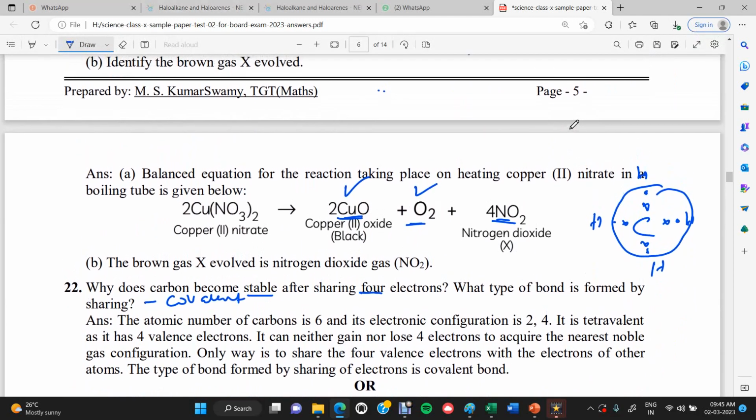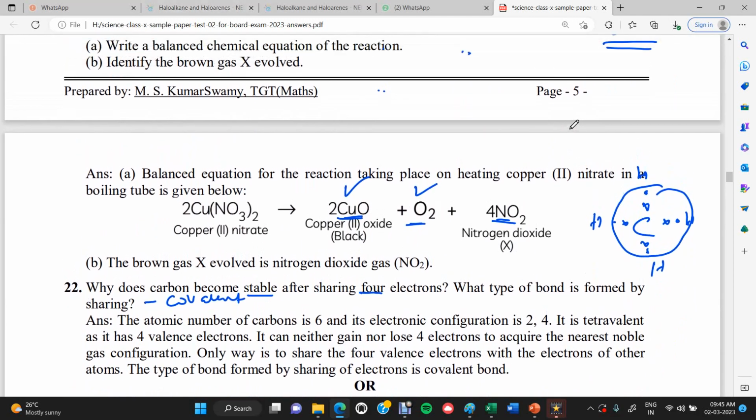Yes. The atomic number of carbon is 6. You have to know how to write the answer, right? Because you are answering well, but the presentation part is most important. You should read the answer, even if you know it, and see how they have presented it. Then only you can do it in your exams.